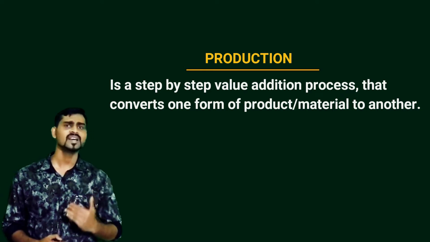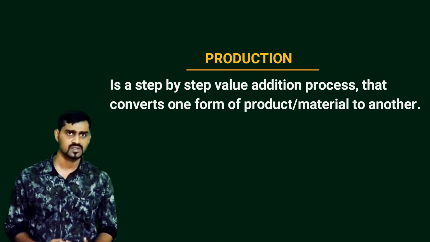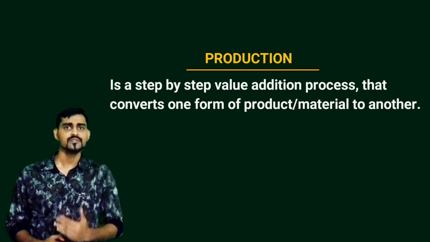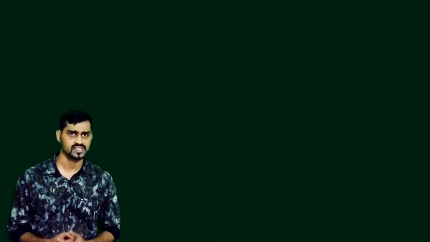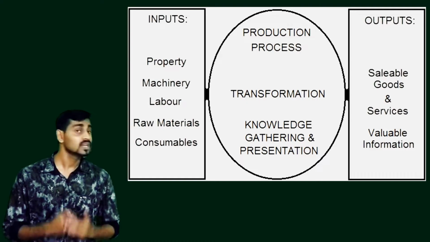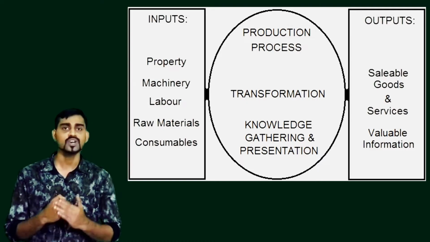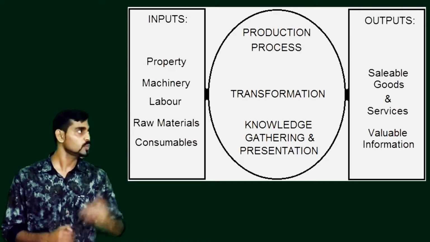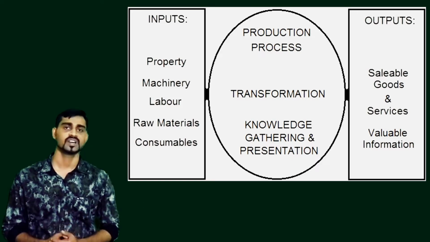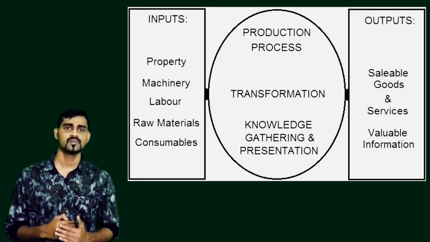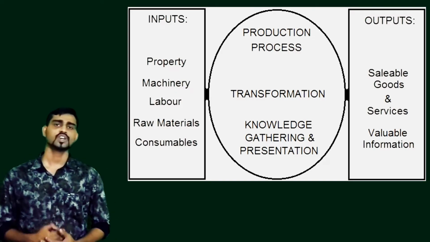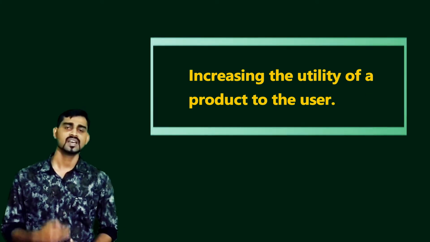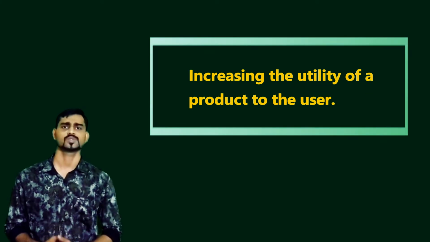Production is a step-by-step value addition process that converts one form of the product to another. So the basic layout of the process of production is that you will have an input. The input will undergo a conversion process and the output, or the useful product, is obtained. So this is the basic task which is performed during the process of production. The production process helps in increasing the utility of a product to the user.